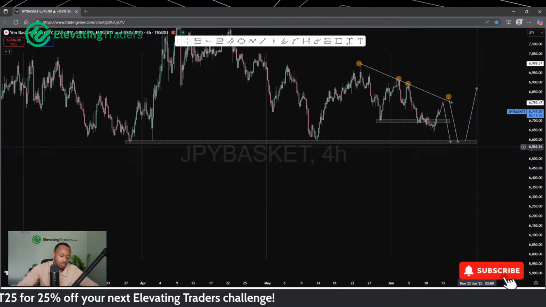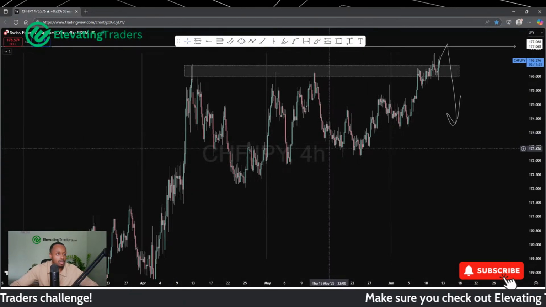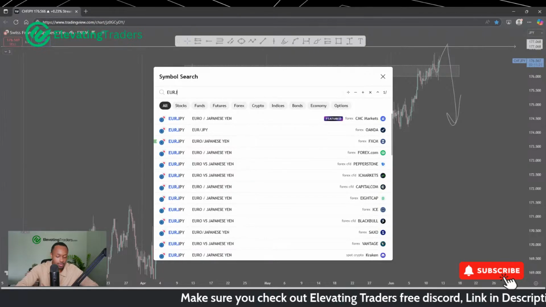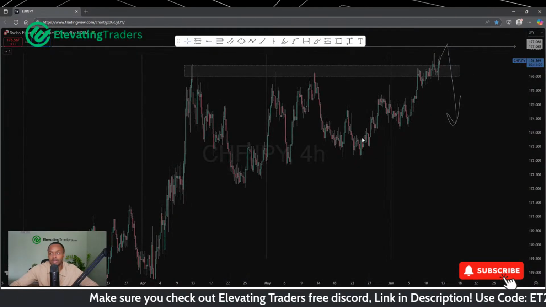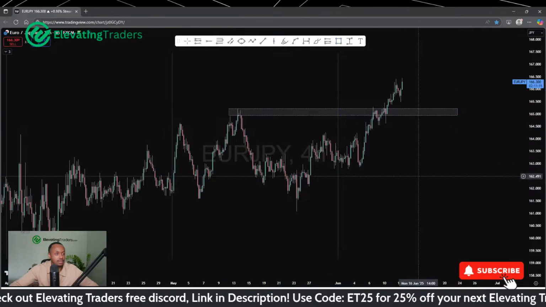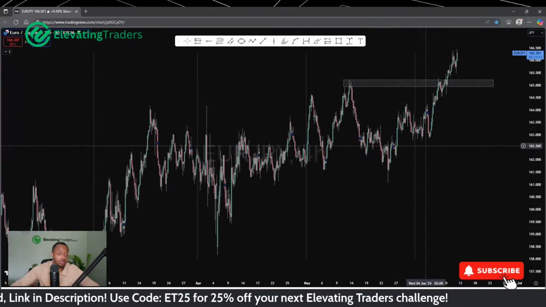So Swiss yen, I think, is the only yen pair I'm looking to short. I was looking at euro yen as well at the start of the week. This was coming into some nice resistance, but didn't really play ball. It broke through that level with ease, really. So I didn't get an entry there to get involved.